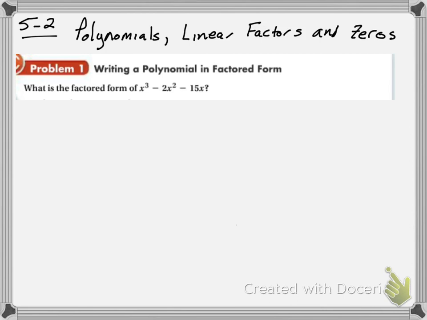I can pull an x out of there because I can't really factor x cubed the way we know how to do it. But if I pull an x out, look what I'm left with. x squared minus 2x minus 15. And then you go about doing it the same way.